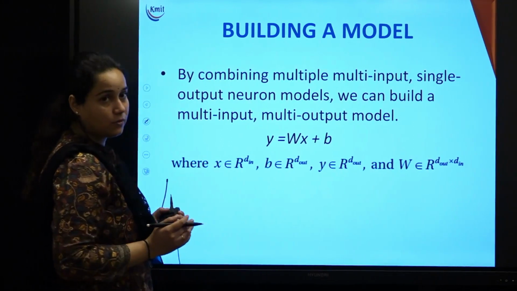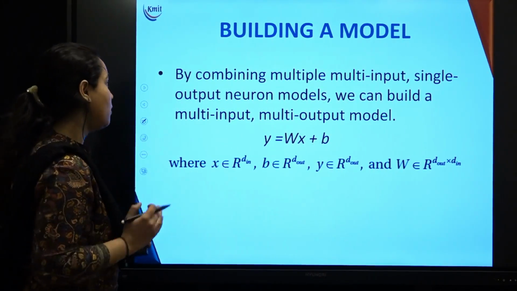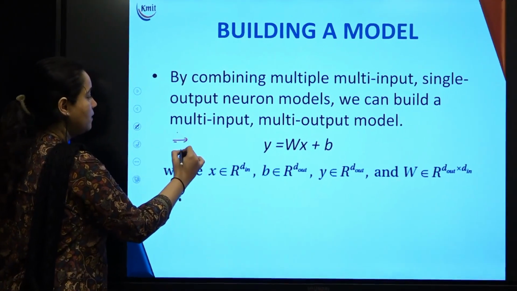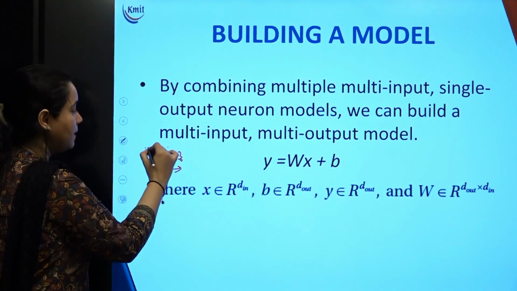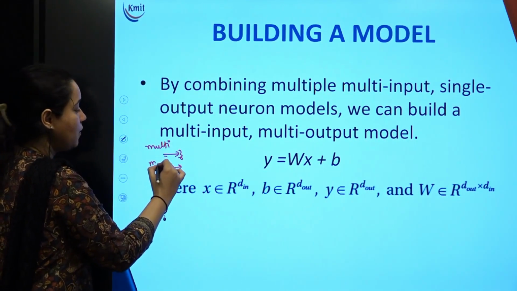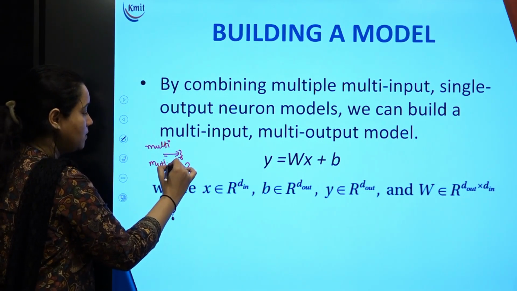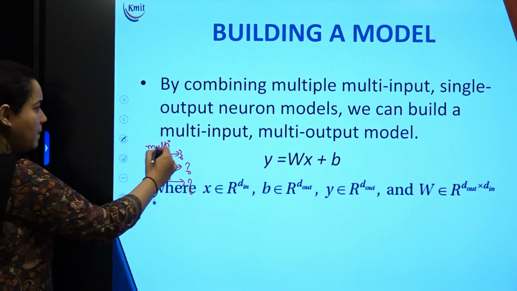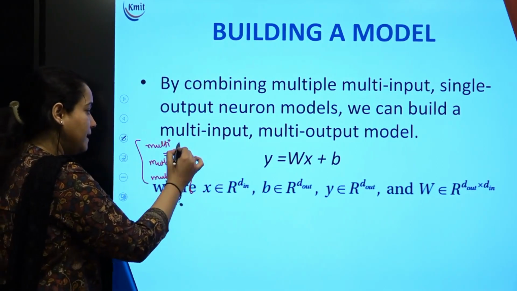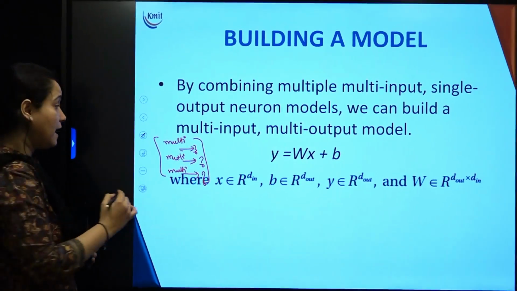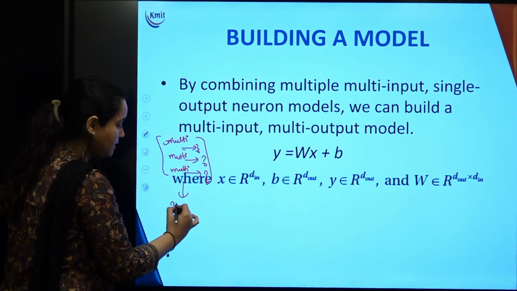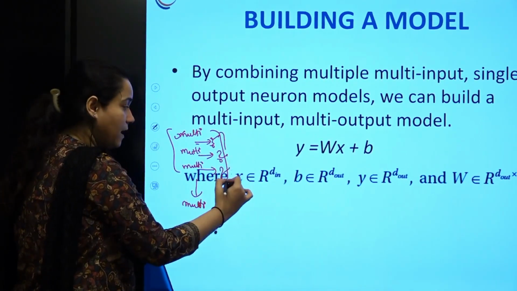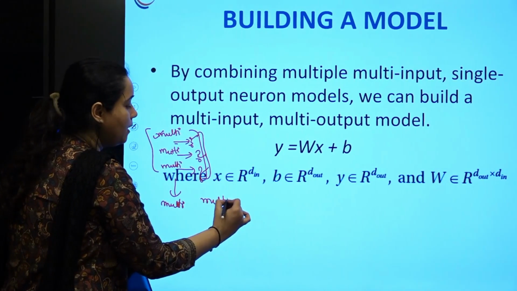If you have multiple inputs and a single output neuron model, that means you have a single output for multiple inputs in one case. Again you have a single output, multiple inputs, and again a single output, multiple inputs. These are three examples of multiple input, single output. Now when you combine such cases, at the end you get a multiple input model. You have single outputs for each, but when you combine them together, you get multiple outputs.